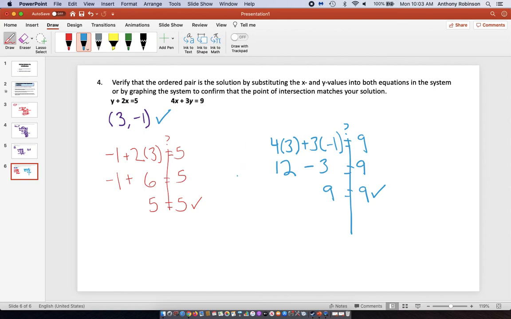Your problem of the week, substitution is probably the best technique to use. If you want to try another technique, that's fine. This is the one I would recommend.